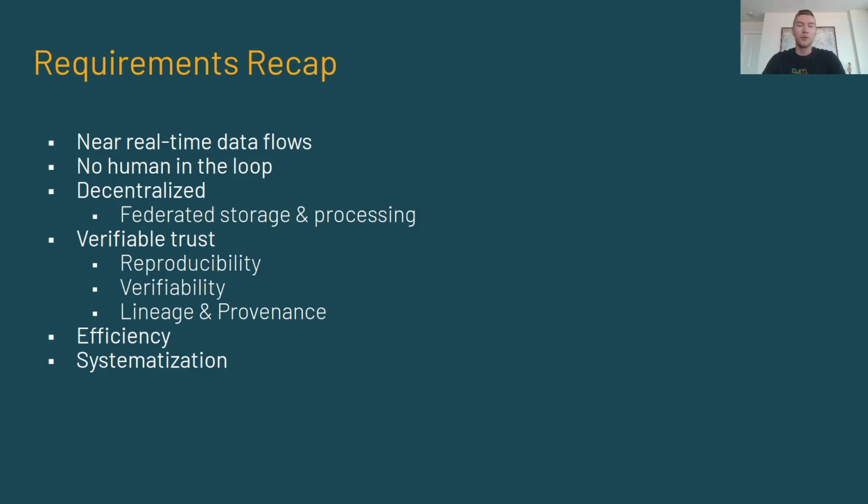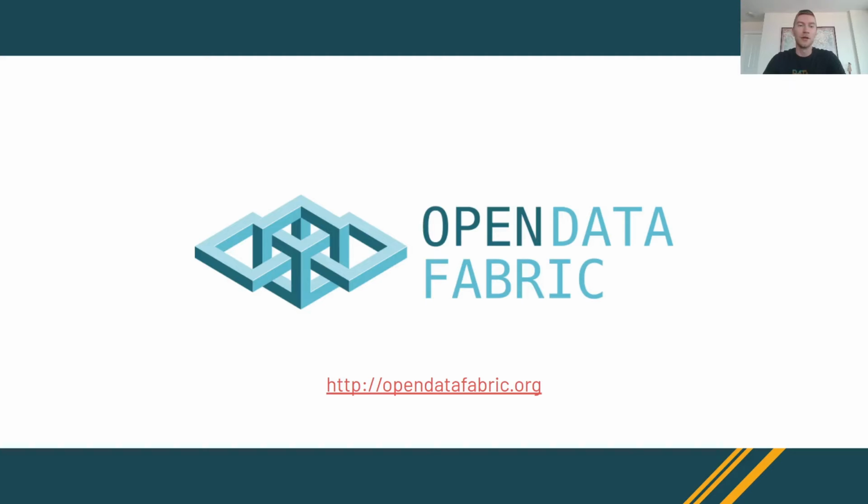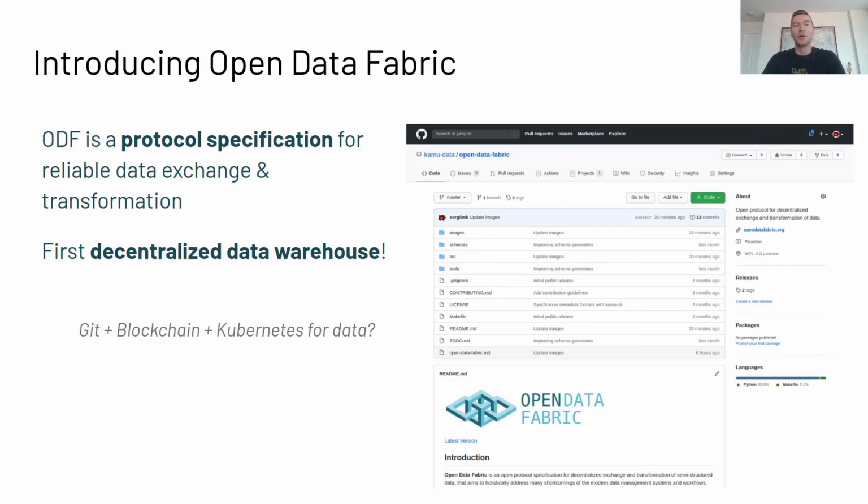So I really wish that from the beginning we understood these problems as clearly as I explained them now, but it took us over 2 years to arrive at the solution, which is Open Data Fabric. ODF is a protocol for reliable data exchange and transformation. It's a document that lives on GitHub that basically specifies the world's first decentralized data warehouse. So you can think of it as a weird mix of Git, blockchain, and Kubernetes, but for data.